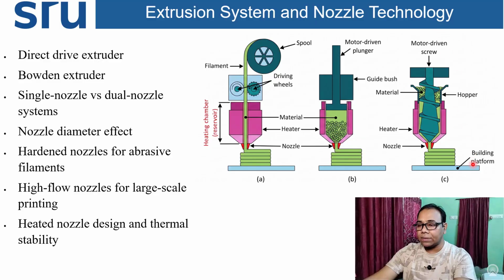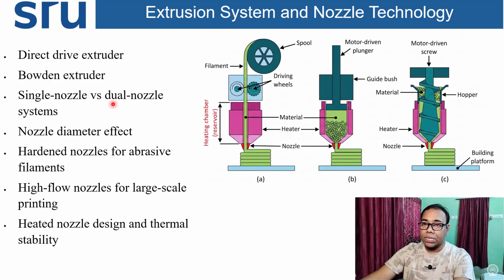Coming to the last configuration, you can see that a hopper will be there. From that hopper, powder form of the thermoplastic material will be fed, and again a heating element will be there, and the hopper will drive the liquid material to force it out from the nozzle, and it will again perform the printing as per the slicing operation itself. So here we require direct drive, Bowden extruder, single nozzle versus dual nozzle.